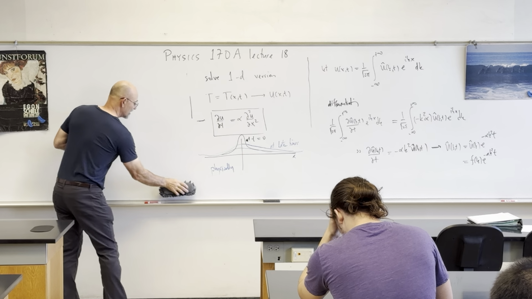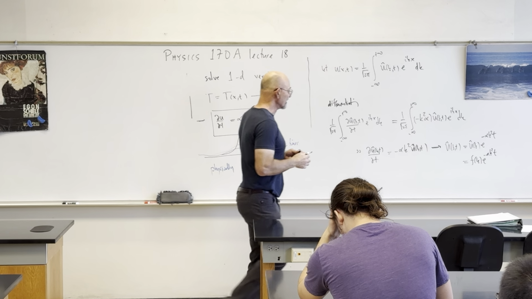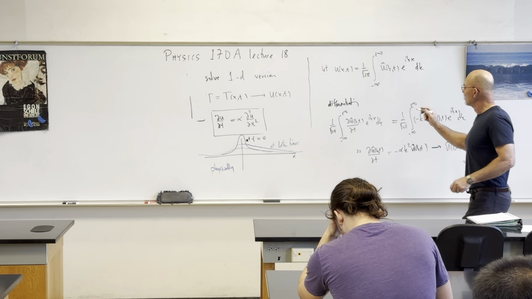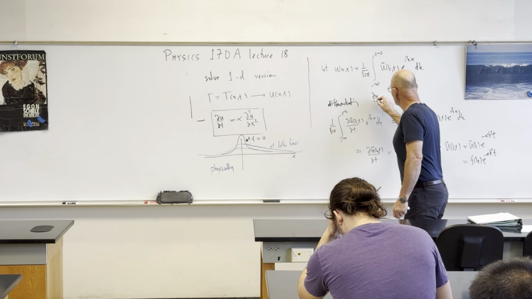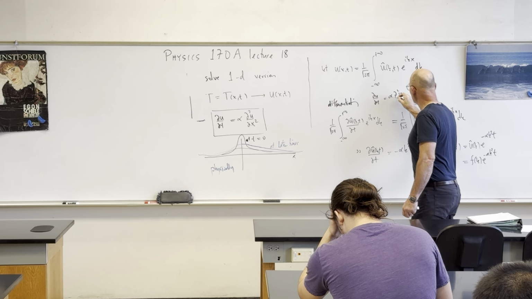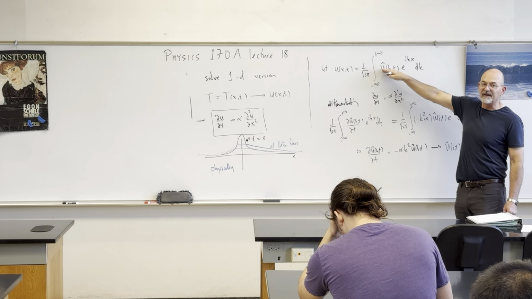Question? I'm a little confused about where we got the k squared alpha from in the first place. Okay, thanks. Let's go back to that. So we were applying this operation here: du/dt equals alpha d squared u/dx squared. So we were applying this operation right up on this.